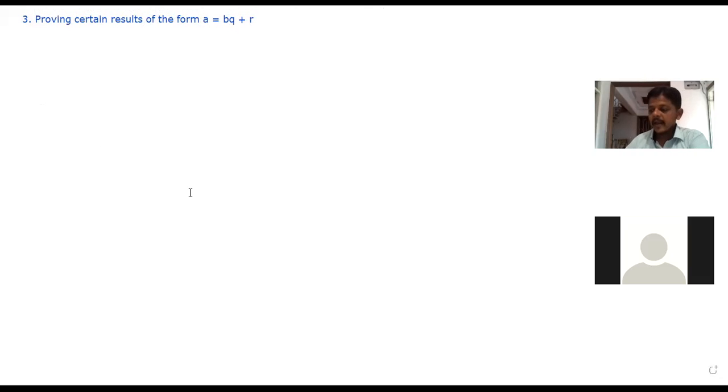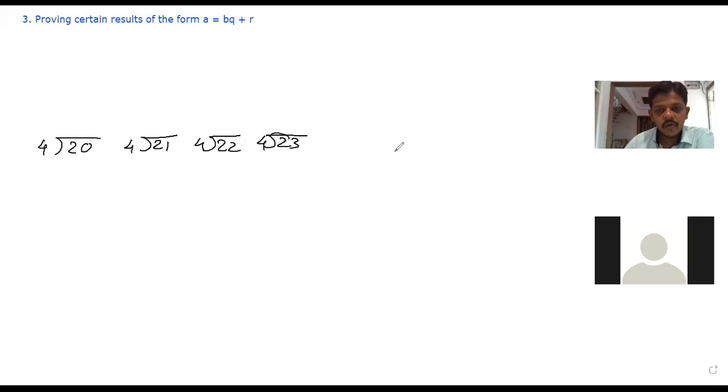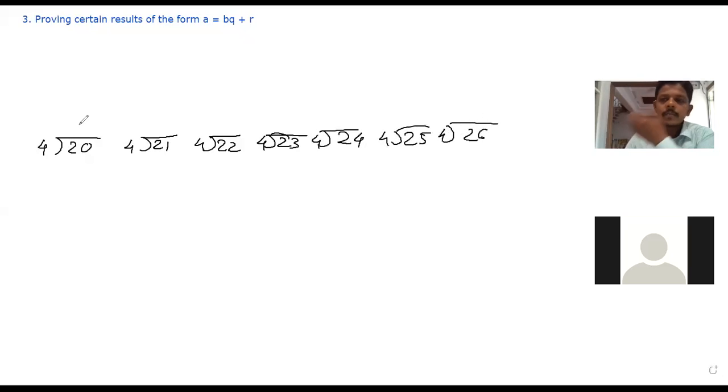Before I get to the actual question, the other day we had seen something. We had taken examples. Again, I'm doing the same examples very quickly. 20 divided by 4, 21 divided by 4, 22 by 4, 23 by 4 and 24 by 4. Again, 25 by 4, 26 by 4 and so on. Tell me fast.